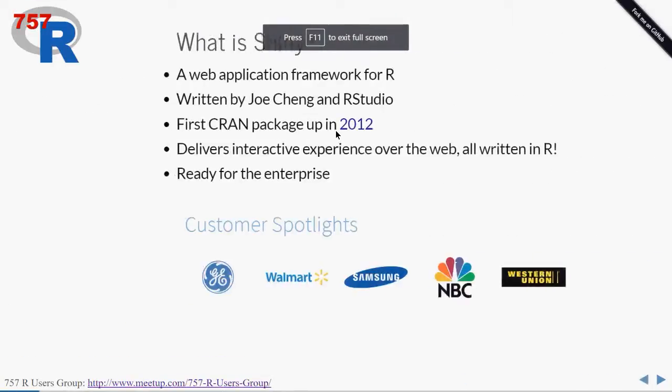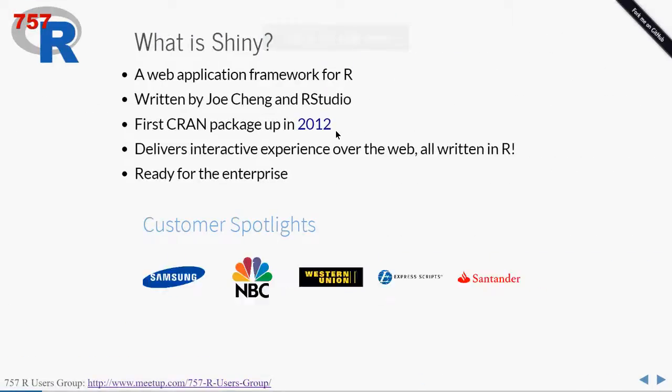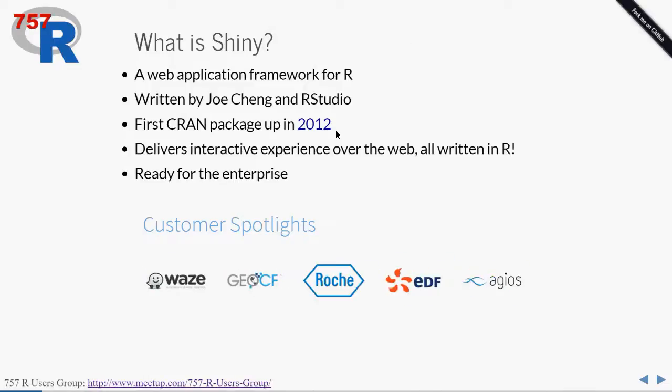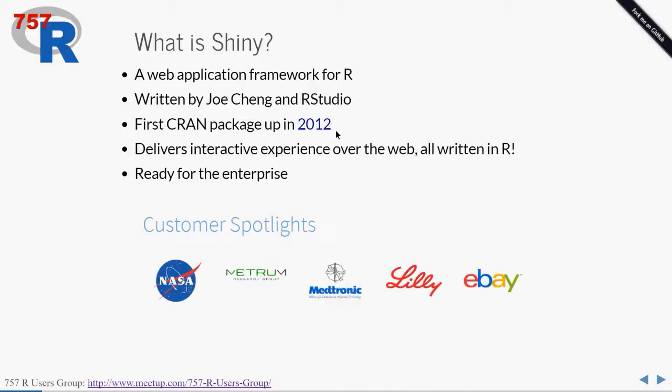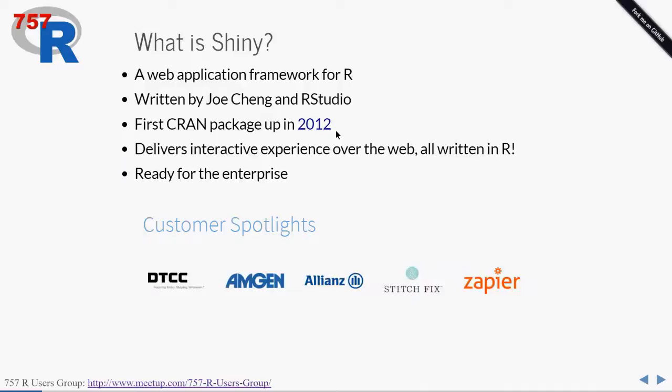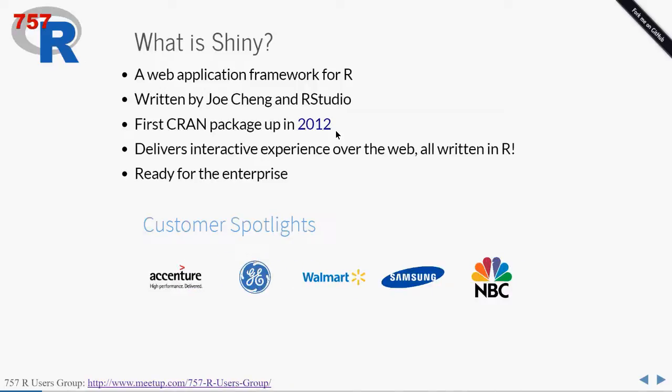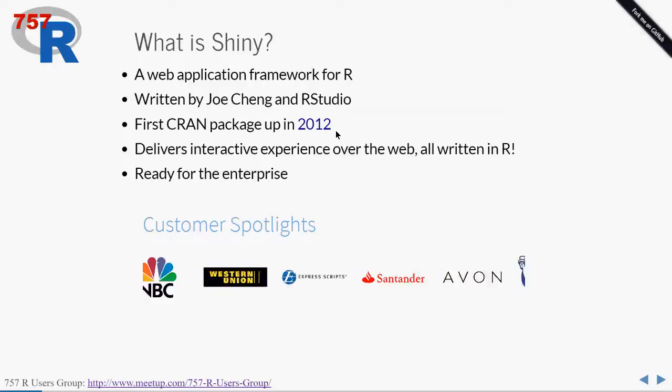Cool. So I'll be talking about web apps in R with Shiny. Shiny is a web application framework, just like any other web app framework, but it's written in R. So the code you write is R code. It was written by Joe Cheng at RStudio, and the first package they put up was in 2012. So it's going to be 5 years old later this year.